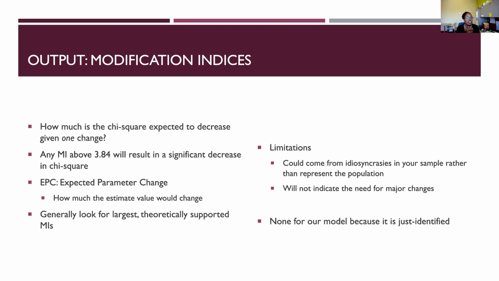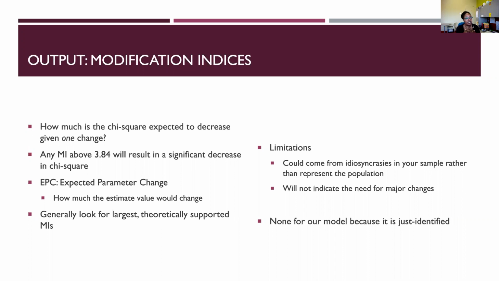So generally, you're looking for your largest modification indices, and those are the ones you're going to tackle first. When you look at the modification index output, you'll see a number called EPC, which is how much the parameter itself would change once you made that change. And you'll see the actual modification index itself, which is how much the chi-square is going to change. So generally, you're looking for the largest ones, and you're looking for theoretically supported ones. We're going to talk about what that means more in class.